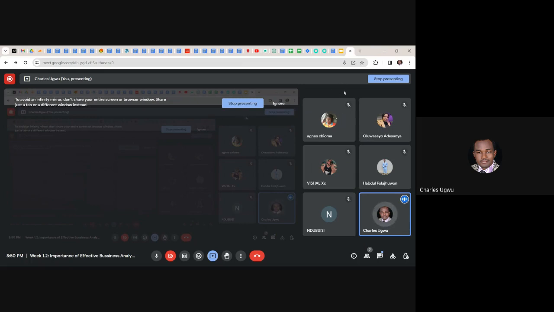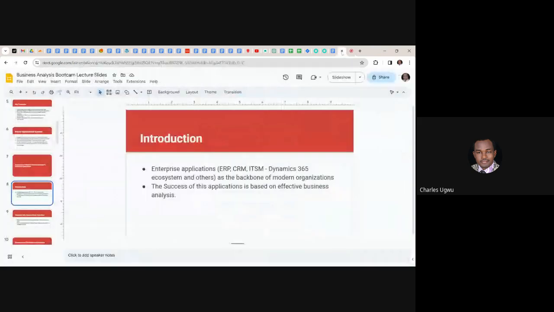So let's go back to our slide. That is a bit of introduction about enterprise applications. The success of these applications is based on the effectiveness of business analysis. Business analysis means business analysts being effective in doing their job.